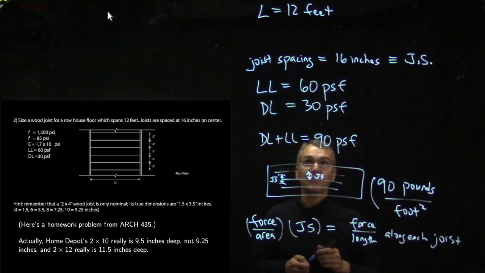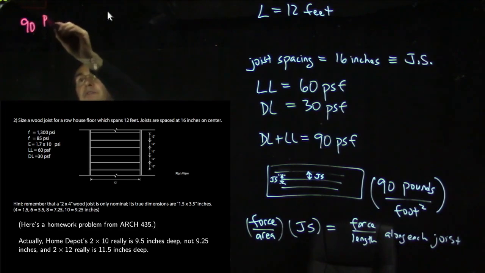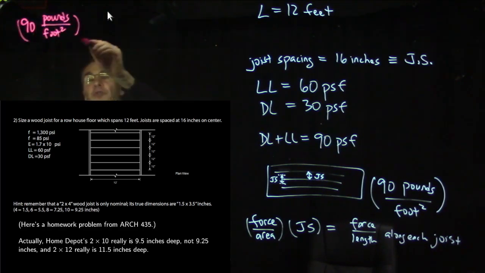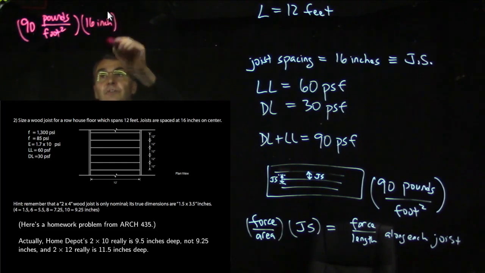So let's stick with feet for the moment. We have 90 pounds per square foot. That's the force per unit area. A pound is a unit of force. And then we have 16 inches between joists.